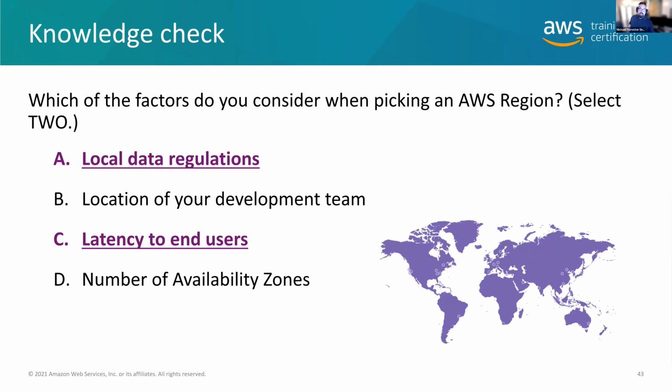So local data regulations, which just means, can I be there? And then of course, latency to end users are the other two reasons, other than service availability, other than cost. Location of your development team, like who are your consumers, right? If your consumers are the development team, then you should obviously choose that. But really it's a location to your end users, right?